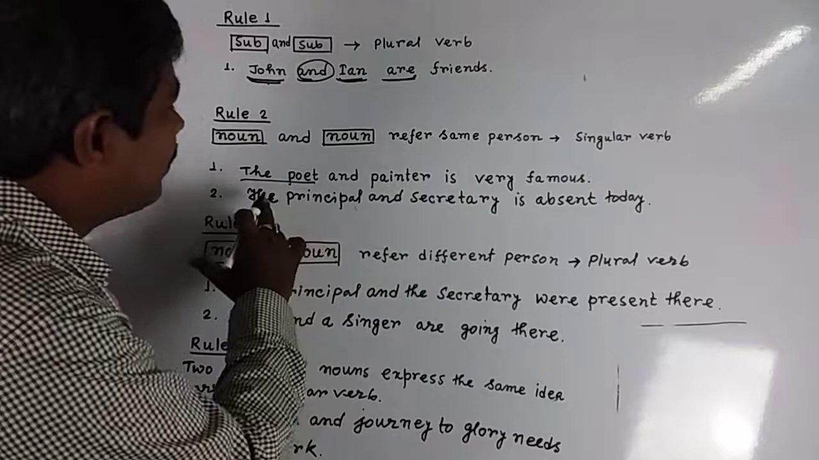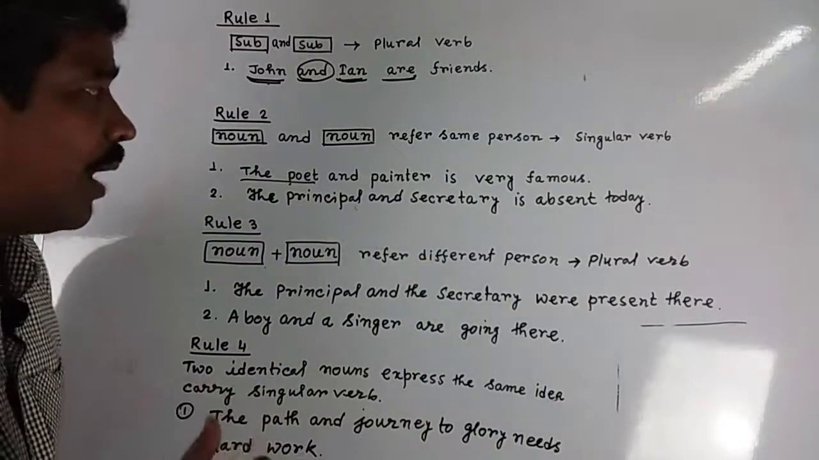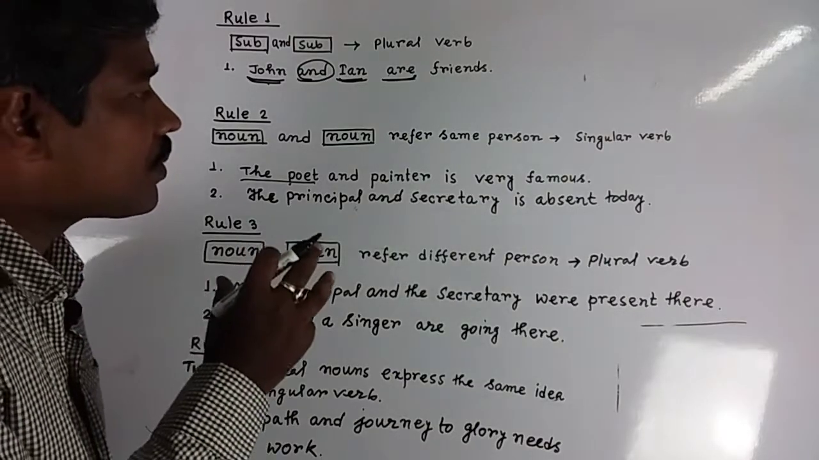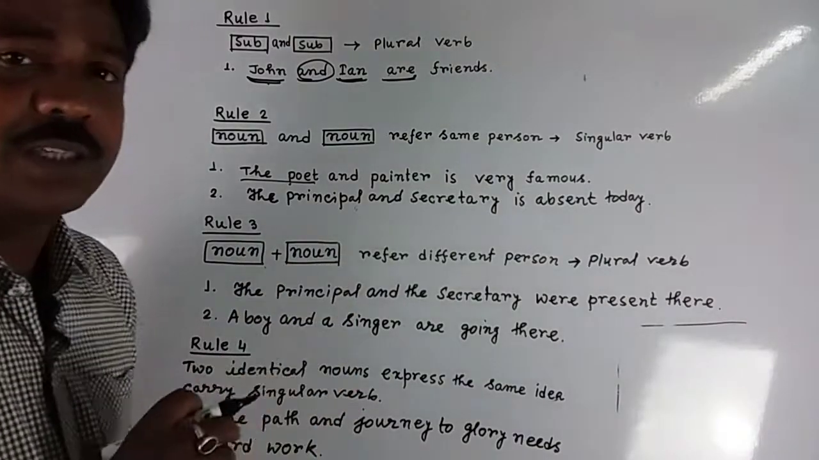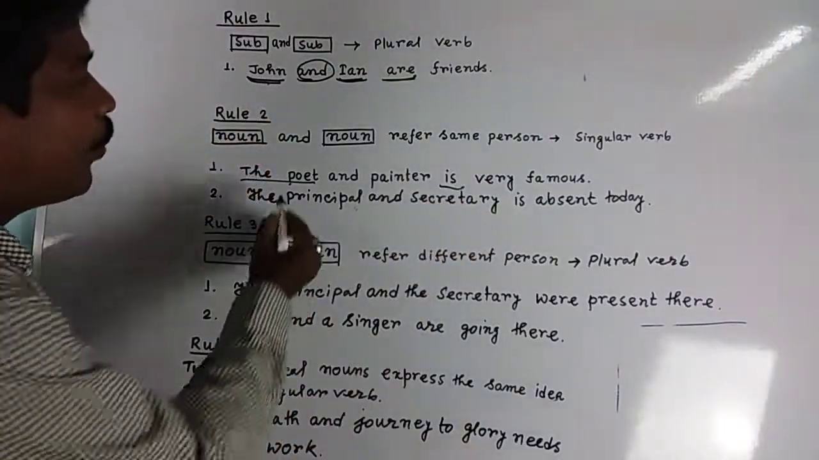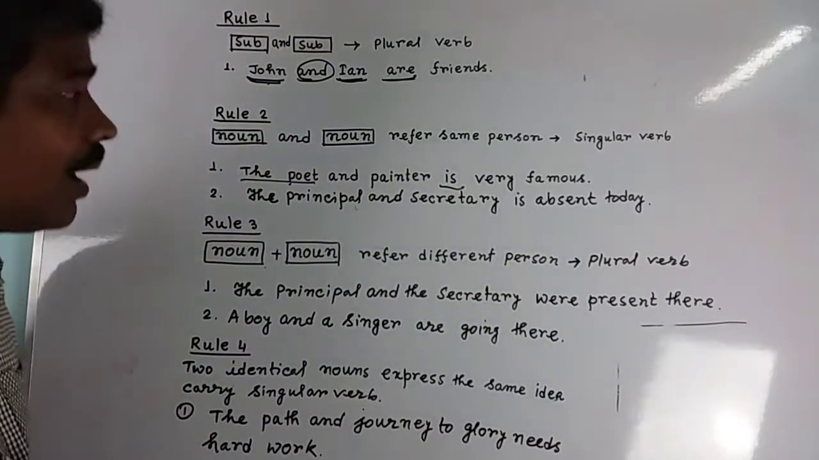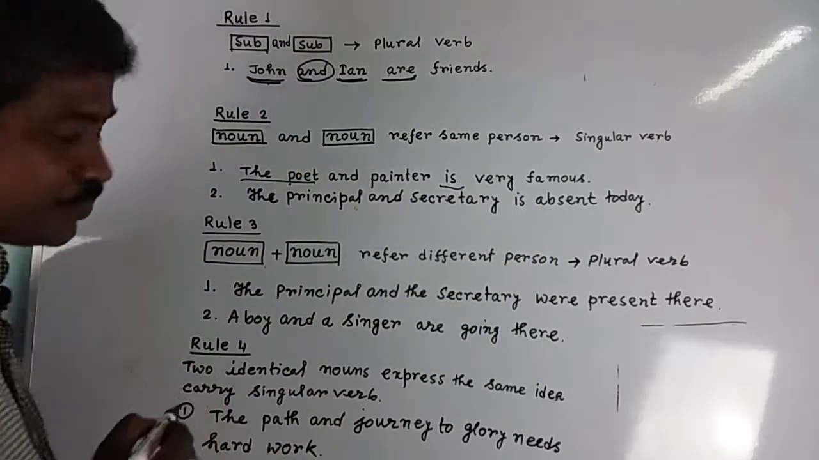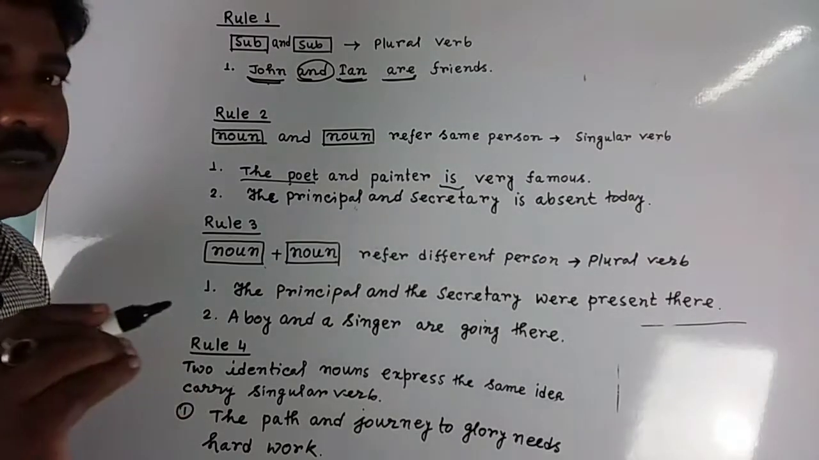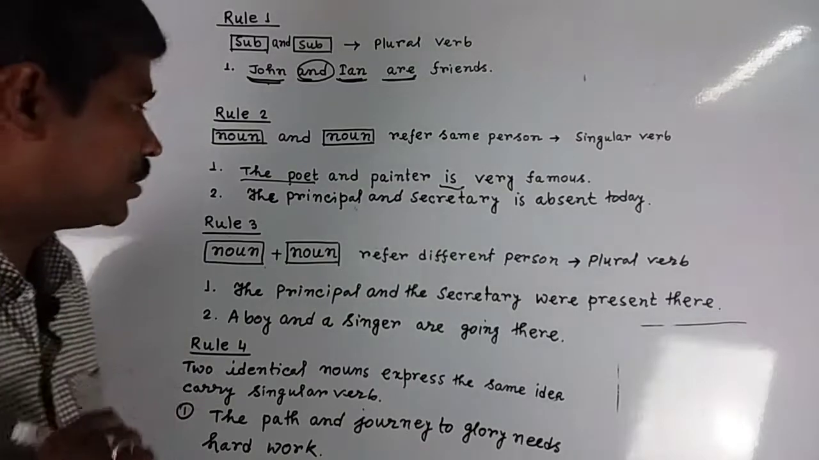There you can see two separate words, two separate nouns, but this means only one person. That's why we have to write down is. The poet and painter is very famous. We cannot write down are, because friends, you have to look at the use of articles before the nouns.